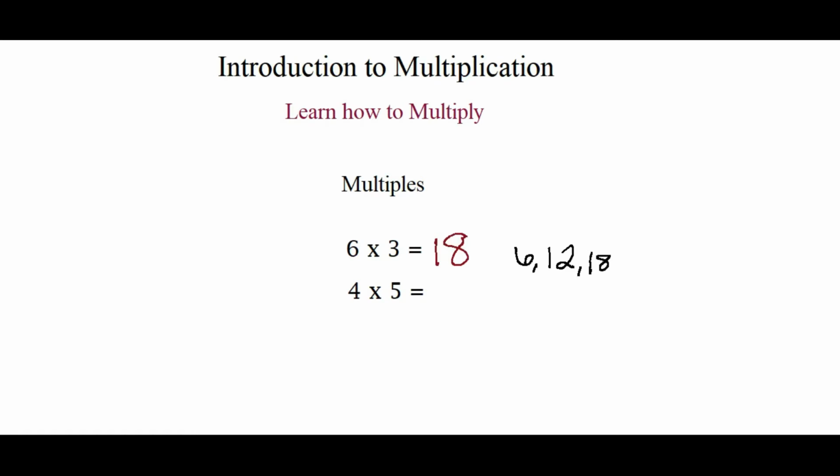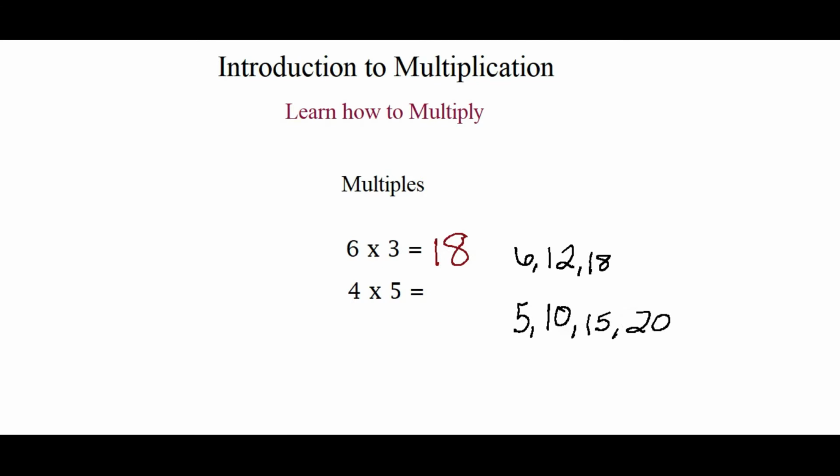Our next example is 4 times 5. In this example, let's count in multiples of 5. We're only counting in multiples of 5 up to 4 times. 5, 10, 15, 20.